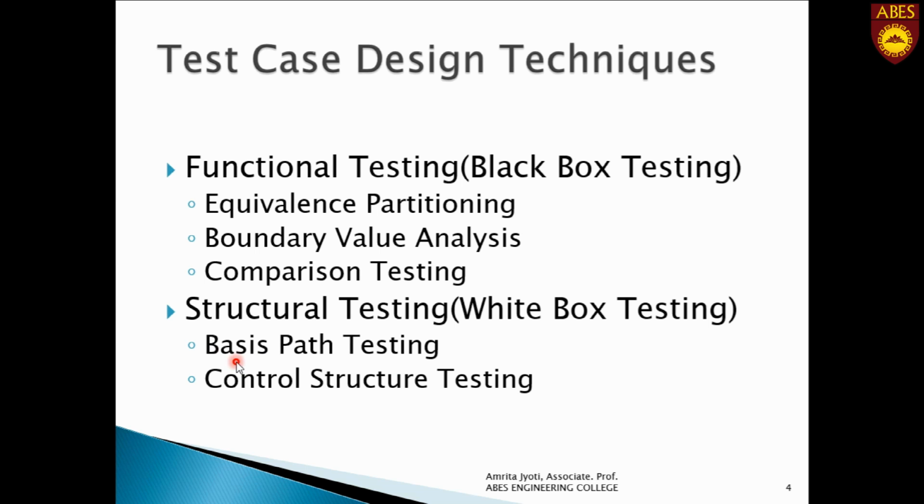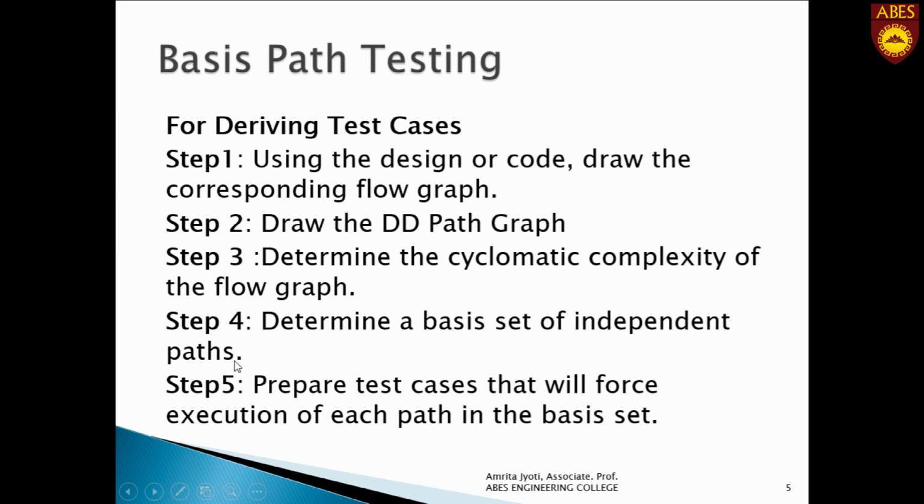Now I am going to emphasize basis path testing. There are 5 steps to create the test cases in basis path testing. The first step is to find the control flow graph for a software program. Then find the DD path graph from this flow graph, and then find the cyclomatic complexity. Cyclomatic complexity defines the number of independent paths in this DD path graph. And then find the set of independent paths. The final step is to create the test cases with respect to these independent paths.